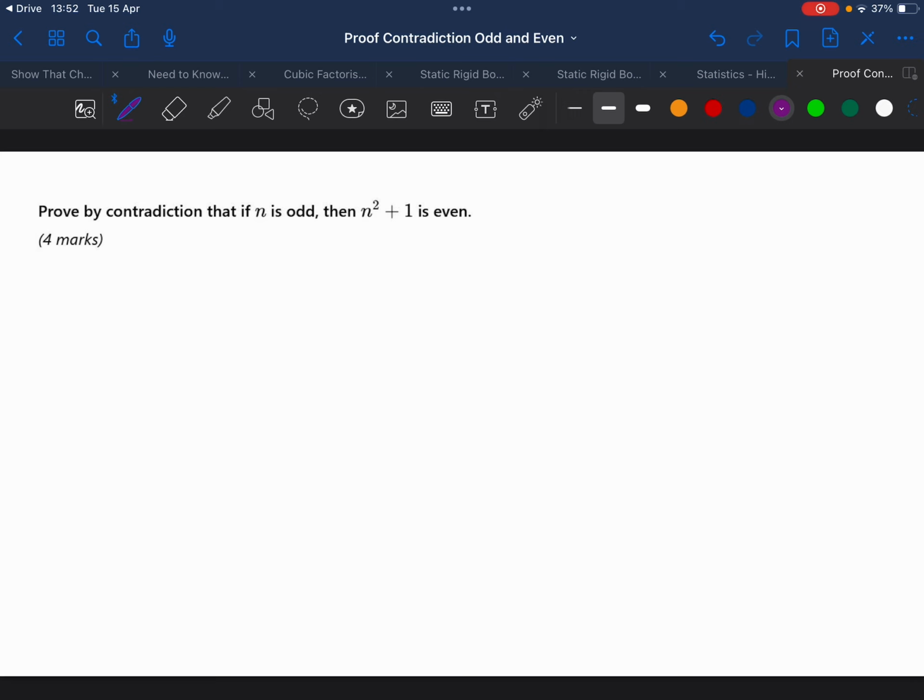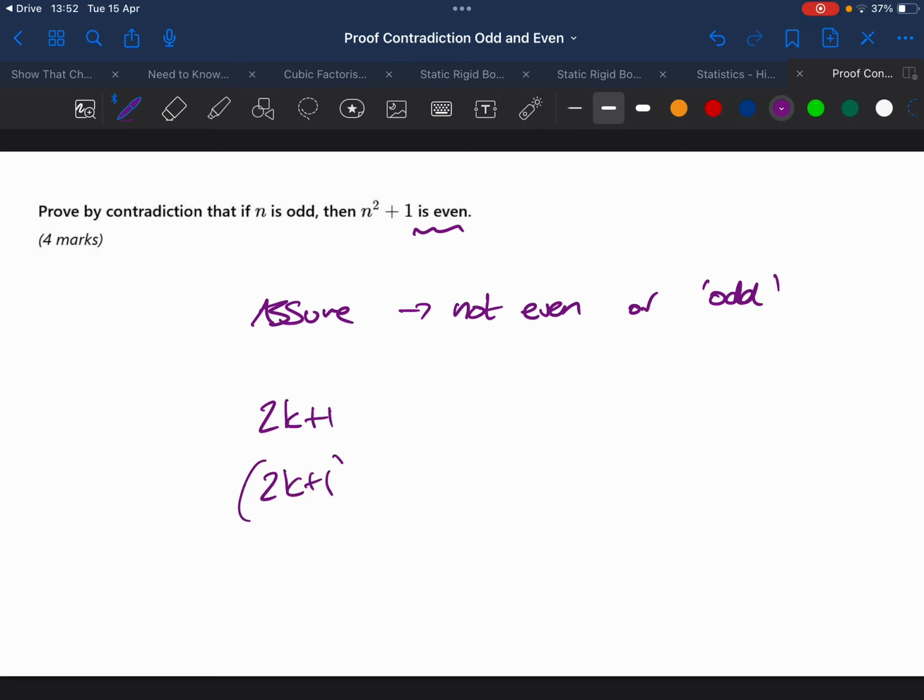When you were investigating this, your assumption should be that it's not even. If you said odd, that's also fine, because not even means that something is odd. So you should have worked forwards with something like 2k plus 1. You should have done 2k plus 1 squared plus 1, which is 4k squared plus 4k plus 2, and then you want to be factorizing the 2 out.